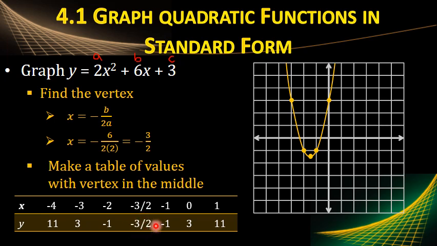Notice in the two examples, the y value of the vertex was the same as the x value of the vertex. That will not always happen. That is just coincidence. To find the y value, you take the x value and plug it into your equation to get the y value.